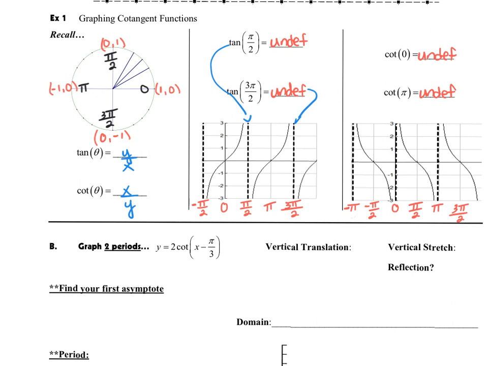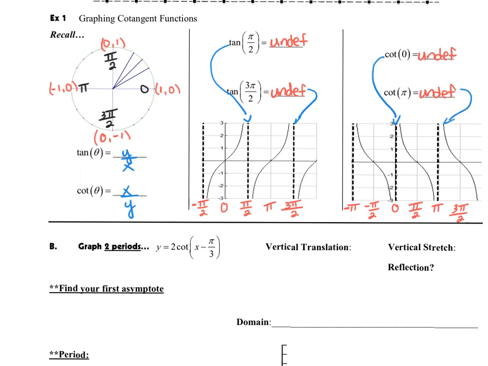Now, when we're thinking about the reciprocal, those asymptotes are going to move. They're going to be in a different place. So instead of the asymptotes occurring at pi over 2 and 3 pi over 2, they're now going to occur at the 0 and the pi. And of course, those would continue. So over here, the cotangent graph is going to have an asymptote right on that y-axis, and then it'll have its next one at pi.